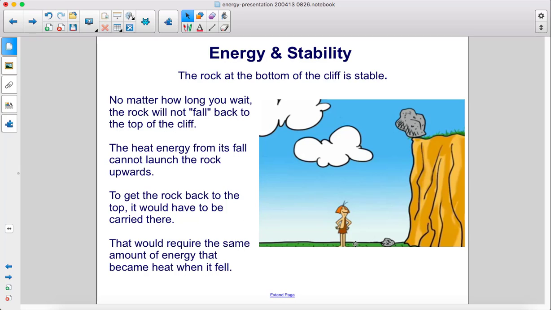The rock at the bottom of the cliff is stable. No matter how long you wait, the rock will not fall back to the top of the cliff. The heat energy from its fall cannot launch the rock upwards. To get the rock back to the top, it would have to be carried there. That would require the same amount of energy that became heat when it fell.